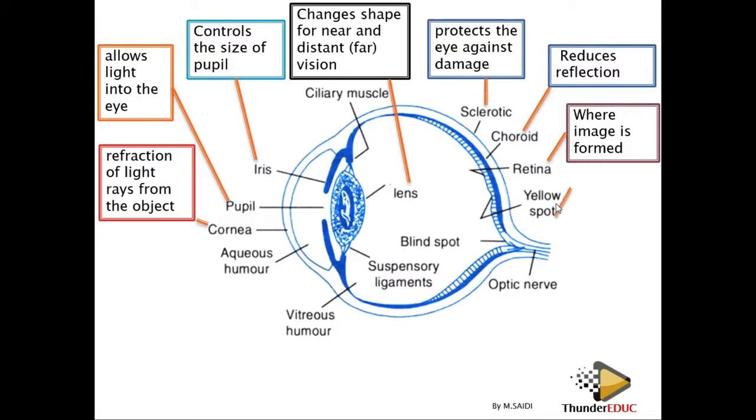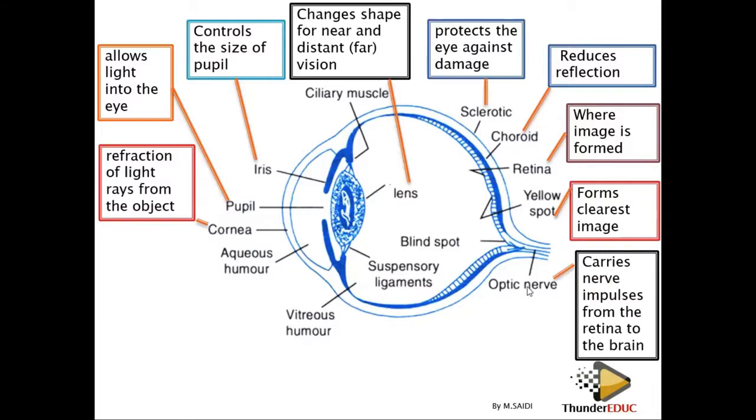So you have another part which is called the yellow spot. The yellow spot is where the clearest image is formed. So this part which bends outwards is where the clearest image is formed. Sometimes when you are looking at someone, you tilt your head so that you can focus on the individual nicely, or you can see the individual clearly. It means that you're trying to make the image fall on the yellow spot. Sometimes we call it the fovea. So this is where the clearest image is formed.